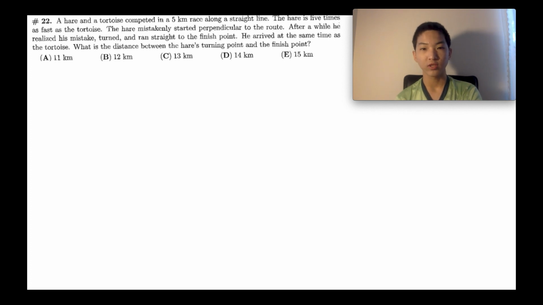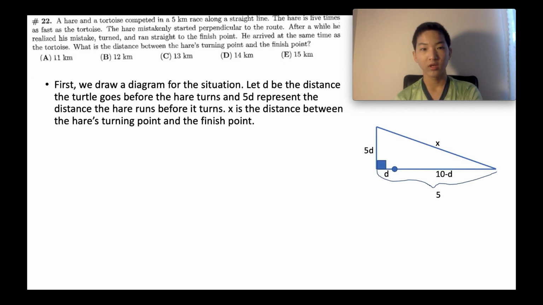Next we have question 22. So first we draw a diagram for the situation. So let D represent the distance the turtle goes before the hare turns, and 5D represents the distance the hare runs before it turns. Because remember that the hare is 5 times faster, and then we know that this length is 5, because it says it's a 5-kilometer race.